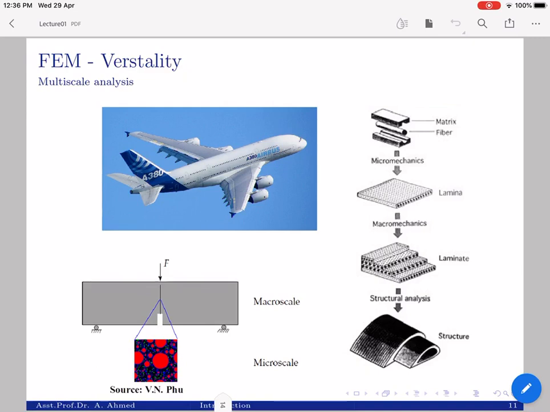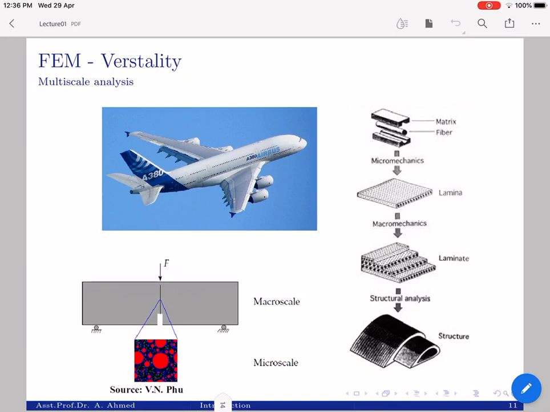And then you know that a lamina is composed of many fibers embedded in some matrix material, and then when you combine different laminas together you get a laminate, and then these laminates are used to make different parts of the aircraft or the fuselage. So you may perform analysis at different levels, at the micro level, at the meso level, or at the macro level, just to see the response of the structure.